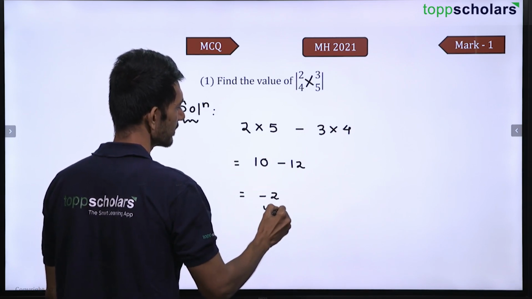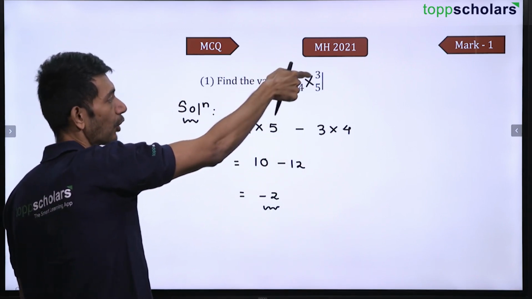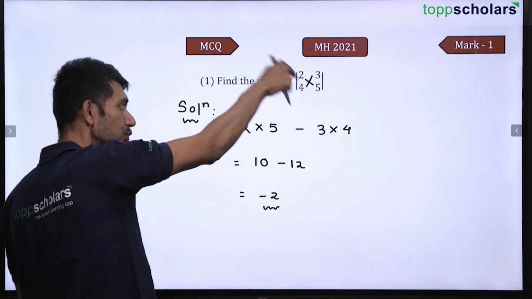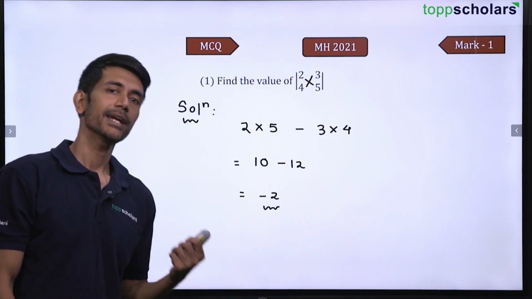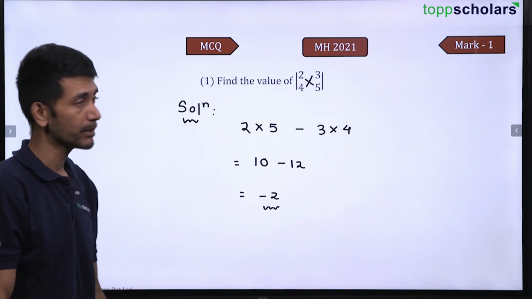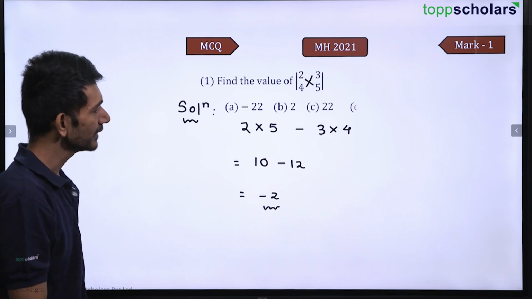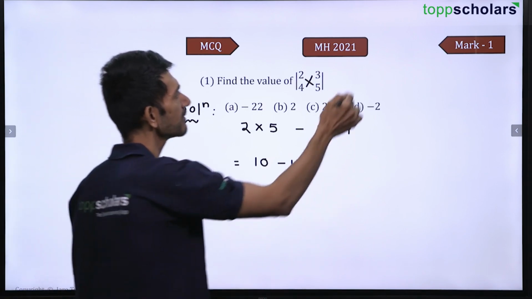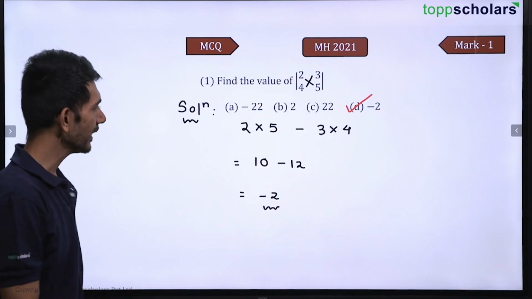Please don't make a mistake in the sign. Always start from the first element, not 3 into 4 minus 5 into 2. It is 2 into 5 minus 3 into 4. So the answer is negative. The answer can be negative, the answer can be positive. It can be both. Okay, so we have the options by the way. So yes, D is the right answer. D is the right answer. It was a 1 marker asked in 2021, right?